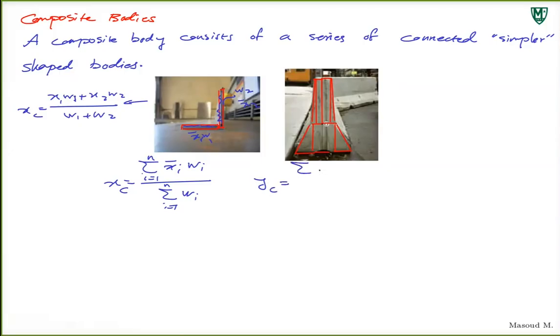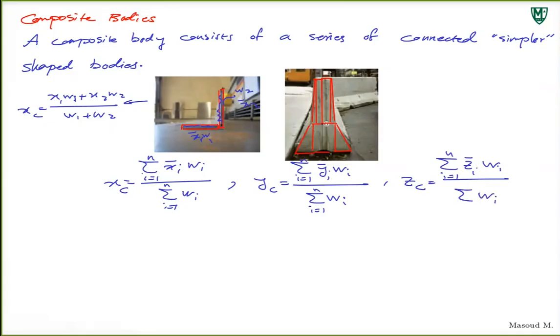YC for a composite body is basically the center of gravity y of each body multiplied by the weight of each body, i from 1 to n, the number of bodies you have, divided by the summation of the weights of the bodies. And same story for Z: the center of gravity for each body multiplied by the weight of the body, summed up, divided by the sum of the weights of the bodies. That's for center of gravity. Now, same story for center of volume, center of area, center of mass, whatever you want to calculate.